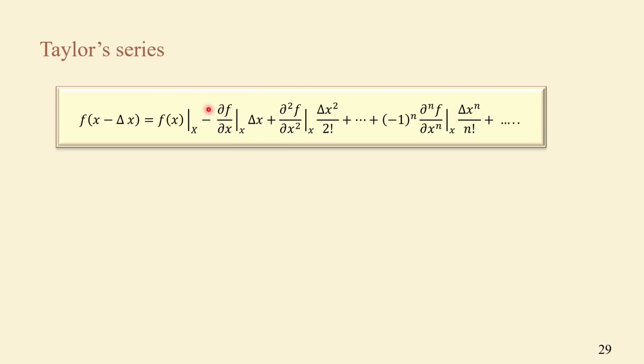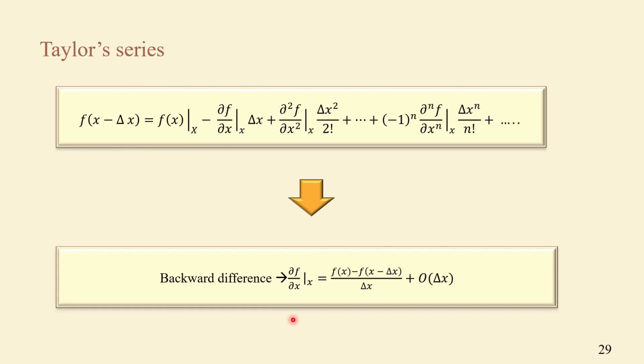So here the sign is different from what appeared in the forward difference formula. If we write this equation in the backward difference approach, we get dou f by dou x is equal to f of x minus f of x minus delta x by delta x plus order of delta x, because again we have divided the whole equation by delta x and we have neglected all other terms.